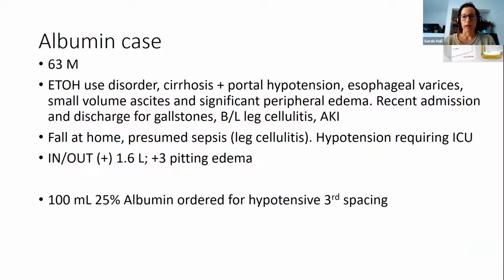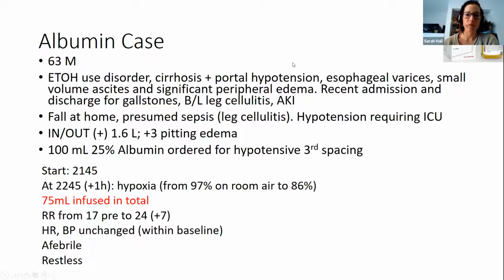So the case itself is a 63-year-old gentleman who has ETOH use disorder with cirrhosis and portal hypertension with esophageal varices, small volume ascites, and significant peripheral edema. He had a recent admission and discharge for gallstones, also has bilateral leg cellulitis and an AKI. This patient had a fall at home with presumed sepsis stemming from his cellulitis in his legs and developed hypotension requiring an ICU admission. His ins and outs are positive, 1.6 liters, and he has +3 pitting edema on his legs. The order was placed for 100 mils of 25% albumin for his hypotension and third spacing.